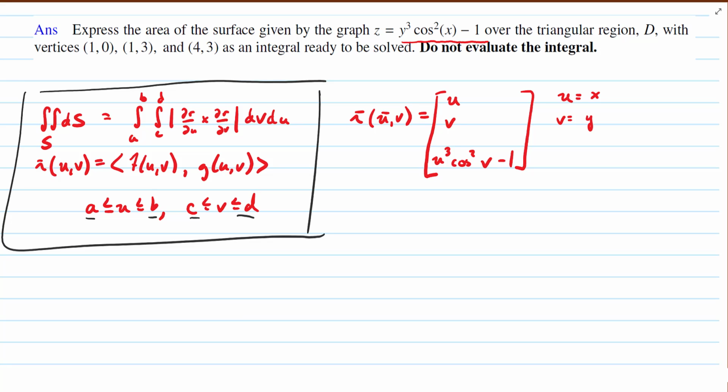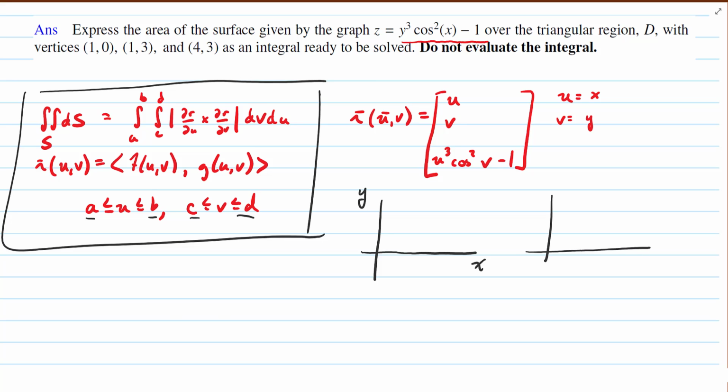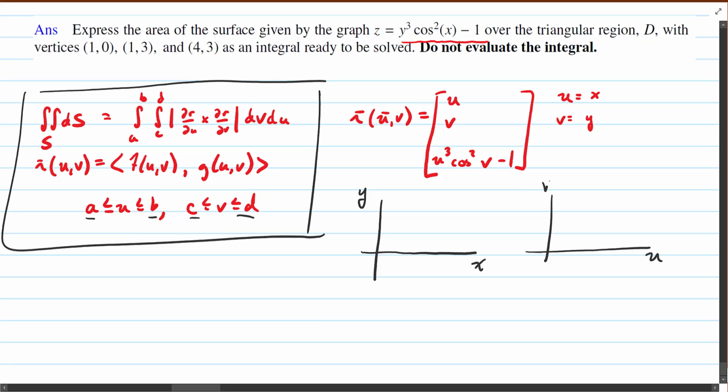The next thing we need to do is look at the boundaries of our parameterization, and so for that we need to graph the original region in xy space and then look at what it must look like in uv space. Of course, what we sketch in xy space will be the same as what we sketch in uv space, because in this case we're just using the standard parameterization.